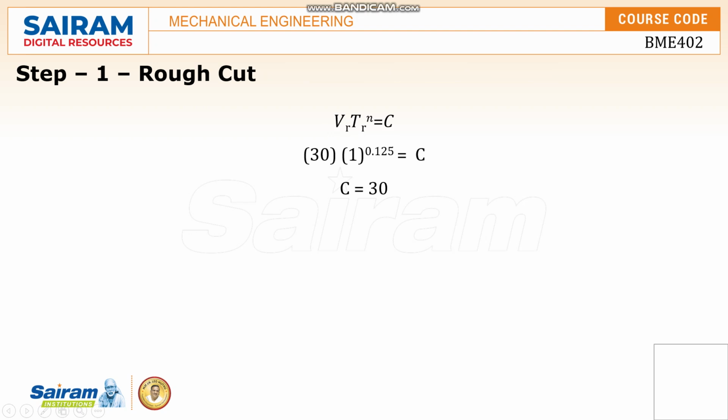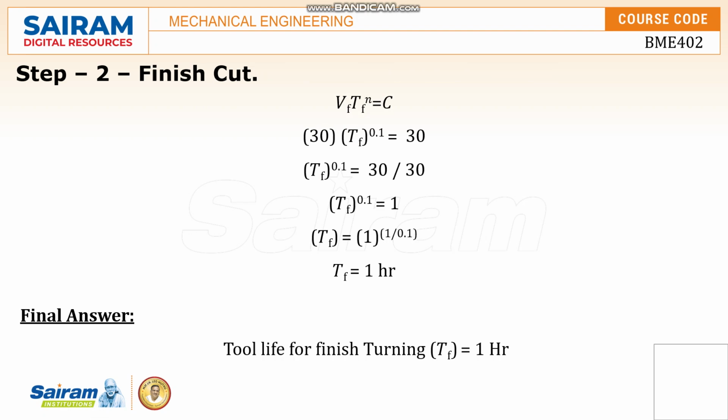So the formula we are going to use here is VR TR to the power n is equal to C. Here VR is 30, which is given in the problem, meaning cutting speed, and TR, the tool life, is 1 hour, and n is equal to 0.125, which is given in the problem, is equal to C. Now if I simplify this, I can find the value of C, which is 30.